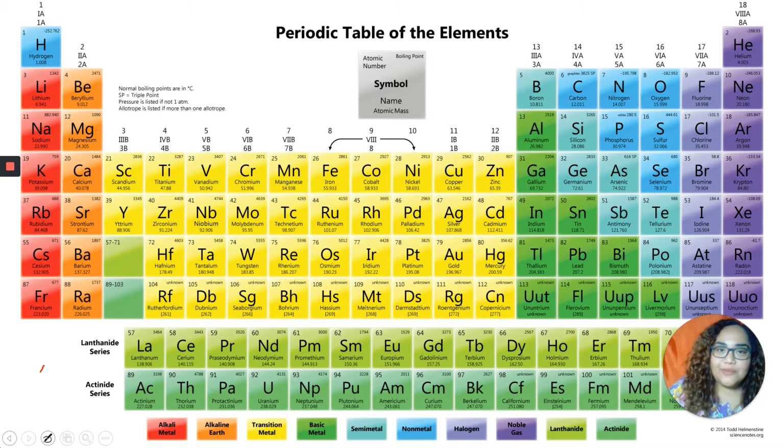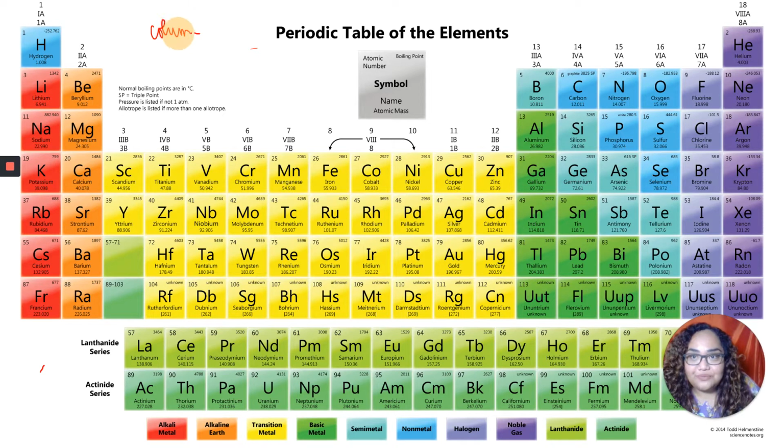Now, I hope you still remember the periodic trends that we talked about in our previous lessons. If you don't remember, here are some refreshers for you. Every column is a group. Oops, the spelling is wrong. And every row is a period.